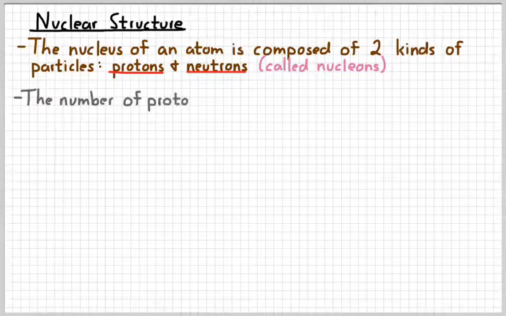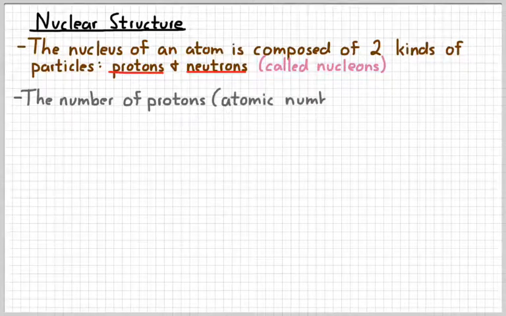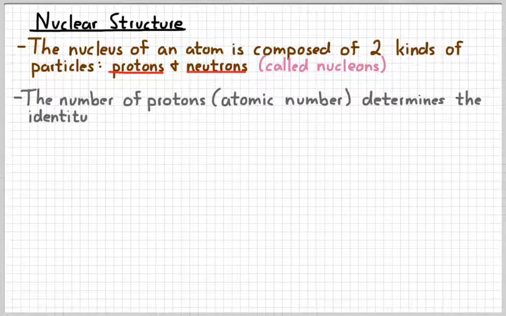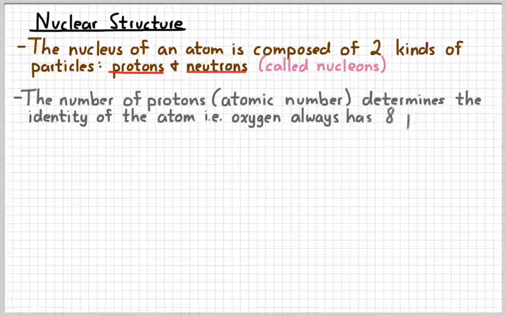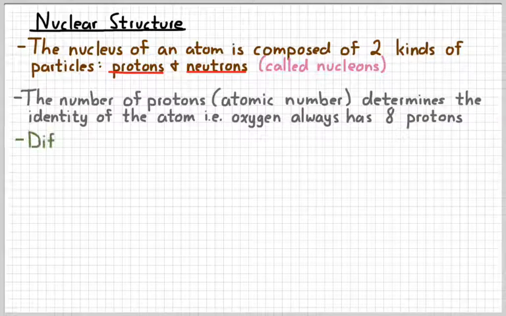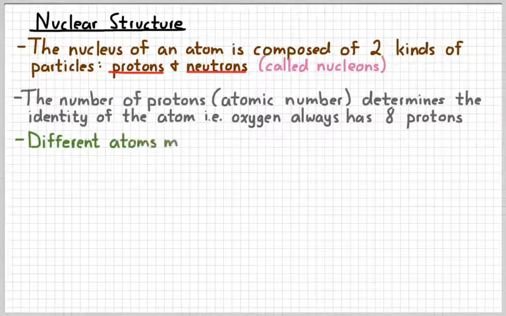Remember that the number of protons, which we will also refer to as the atomic number, determines the identity of the atom. So, for example, oxygen always has 8 protons. If you have something that's got 9 protons, you would call it fluorine. Remember, that's how the periodic table is organized.